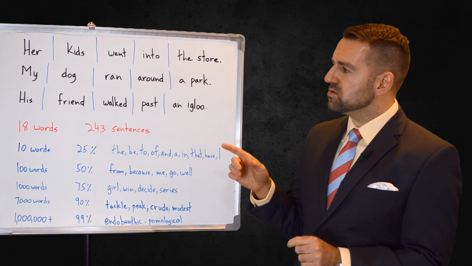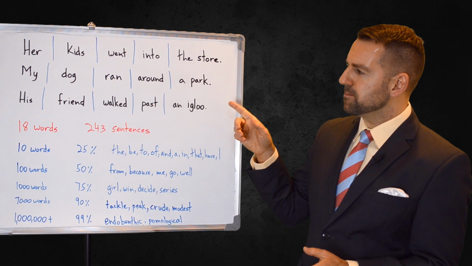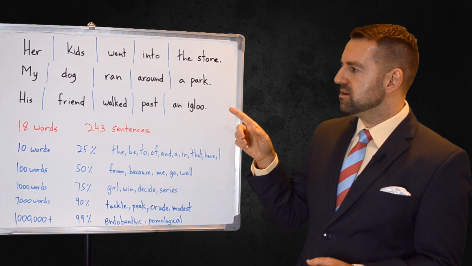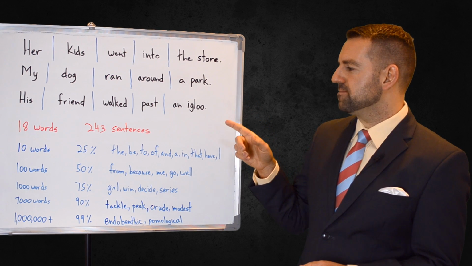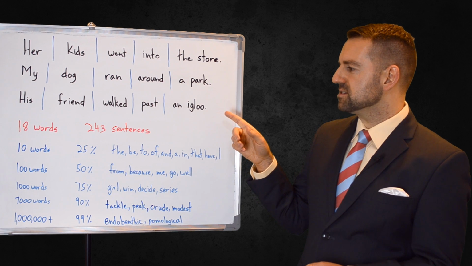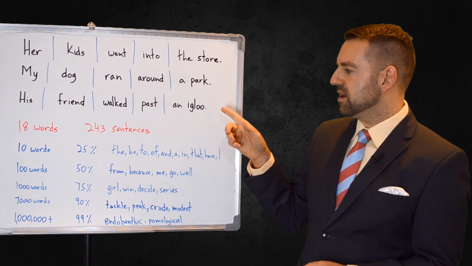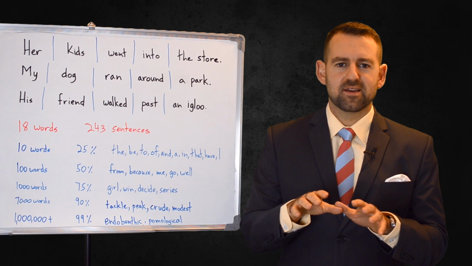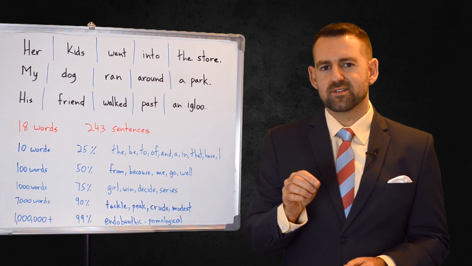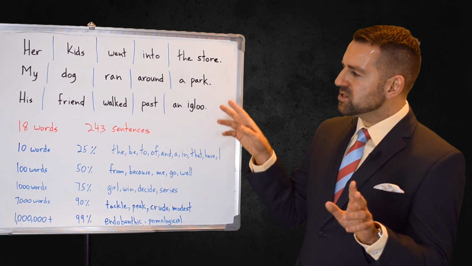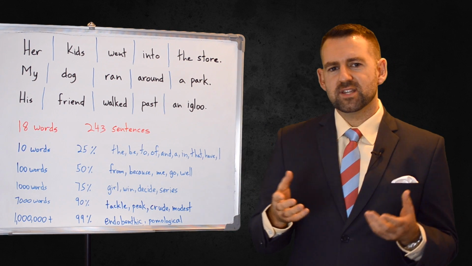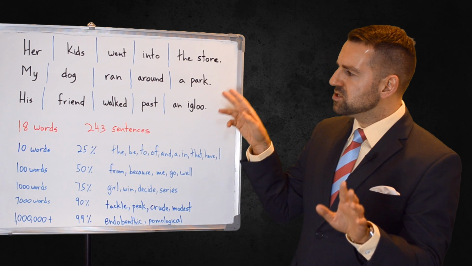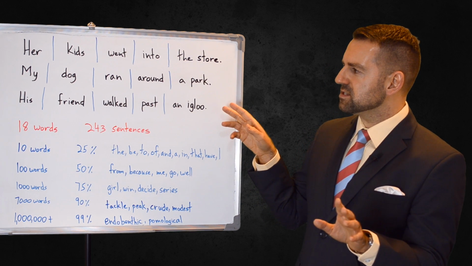Okay, I want you to look at these three sentences here. Her kids went into the store. My dog ran around a park. His friend walked past an igloo. An igloo is a small house made from frozen snow. All right, now these are three very simple sentences, but look what we can do with these sentences.